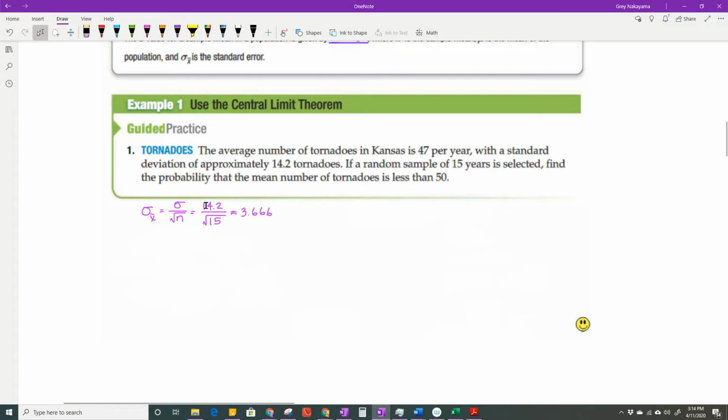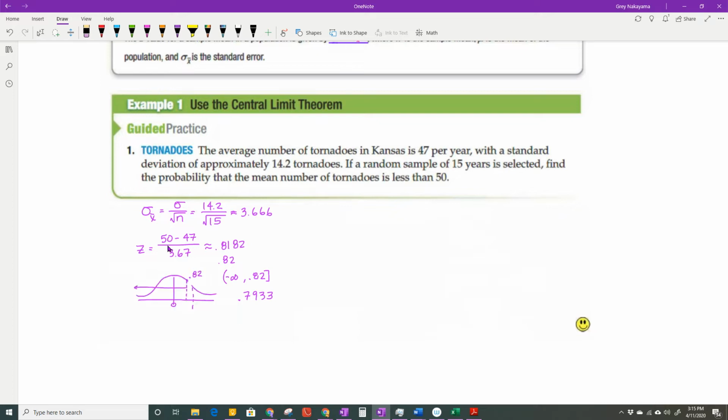So I take the original standard deviation and I divide by the square root of the sample size, and I get that number. Then, if I'm looking for the mean number of tornadoes that's less than 50, I would put it into my z formula and get a number, round that number, and this is what you could put: negative infinity to 0.82 with other graphing calculators. And when you did, your calculator would spit back at you that number.